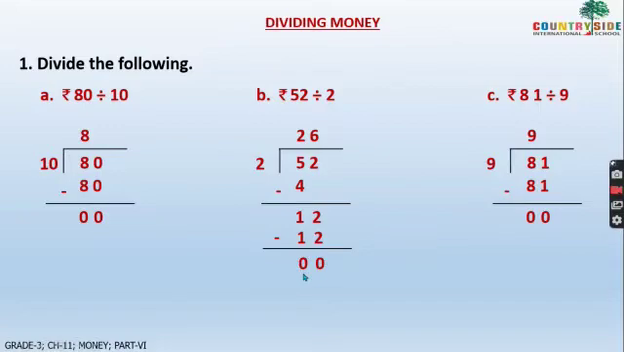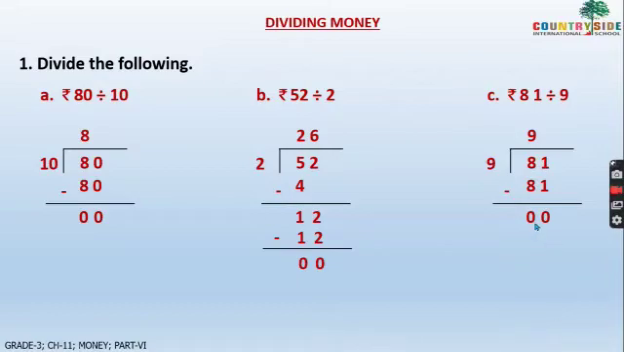Now example C, rupees 81 divided by 9. See here, 81 divided by 9. In the 9 table, 81 comes. Here we will not take a single digit, because 81 comes directly in the 9 table. So we can say the table of 9: 9 9s are 81. So 81 minus 81 is equal to 0. Here your quotient is 9 and your remainder is 0.